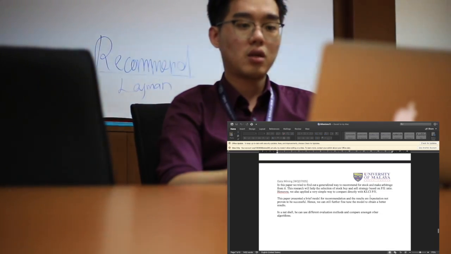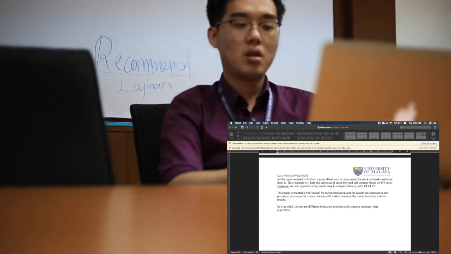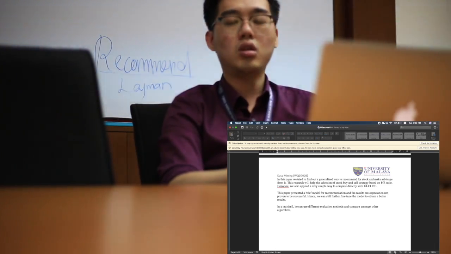So the conclusion is we try to find a generalized way to do this calculation. In order to make this model more successful, we need to fine tune it.